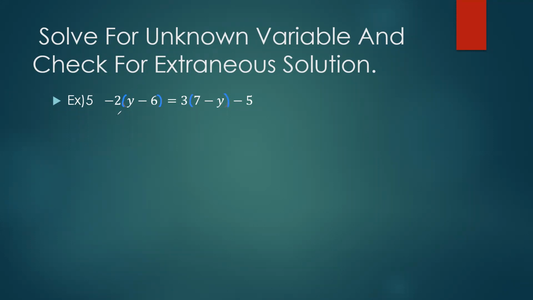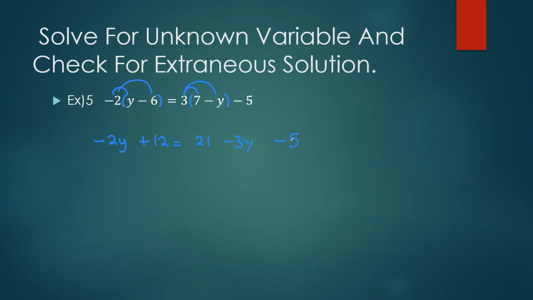Yeah, so first step is simplify the left and the right. On the right and left, you do have to do some order of operation. You do have to FOIL it out. So let's start with the left, FOIL this -2. So that's -2y, and this would be +12. And then on the right, this would be 3 times 7, that's 21. 3 times -y is -3y. And then the -5 is outside the parentheses, so just bring it down.